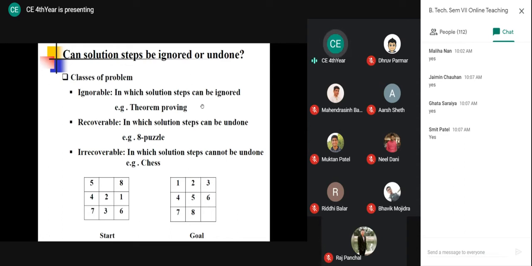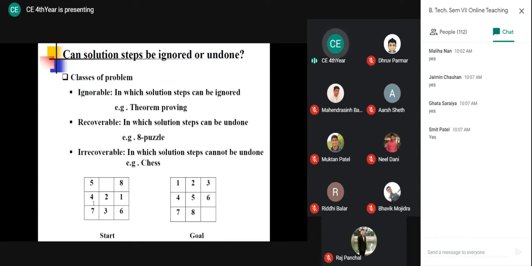So that's why you can say that theorem proving is an example where the solution step can be ignored. Now, the next one we discussed in yesterday's lecture is recoverable. Recoverable means the solution step can be undone. In that, I explained the example of the 8 puzzle.